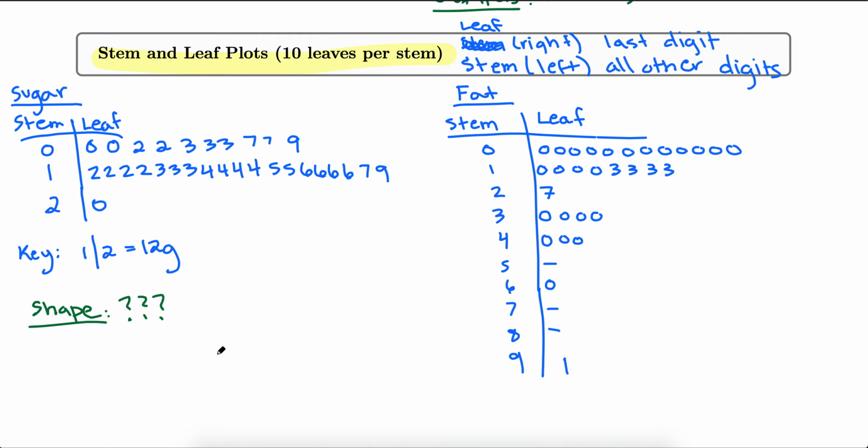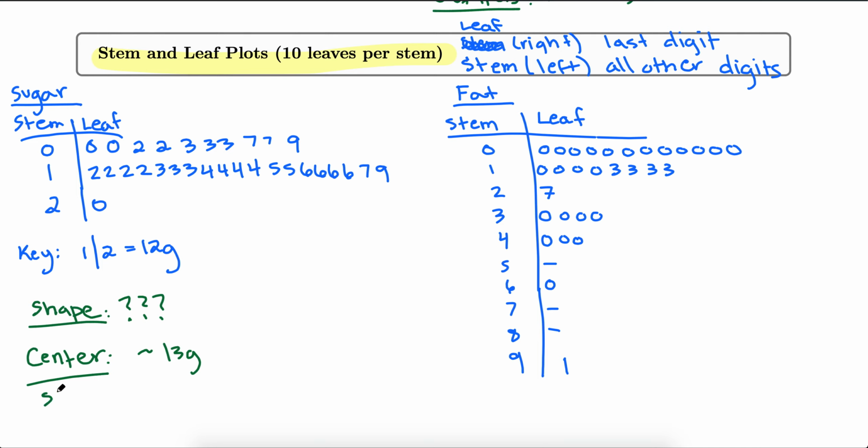And you'll see in the lab, perhaps, we might look at 5 leaves per stem or 2 leaves per stem, and it stretches this out a bit and allows us to discern shape. But for now, this plot can't really determine shape. We could still maybe eyeball center, kind of in the middle somewhere. Again, we might all have different answers here, but I'd say this 13-ish, 14-ish range, or maybe even the 12 range.